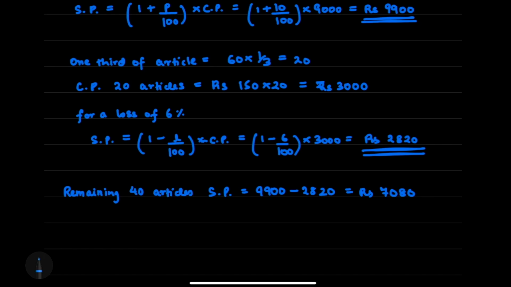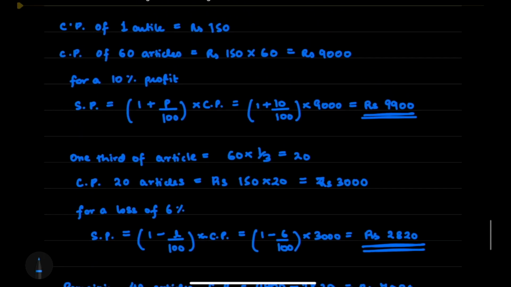So for 40 articles, the selling price is 7,080. So for one article, the selling price would be, we'll just divide 7,080 by 40, and this gives us 177 rupees.